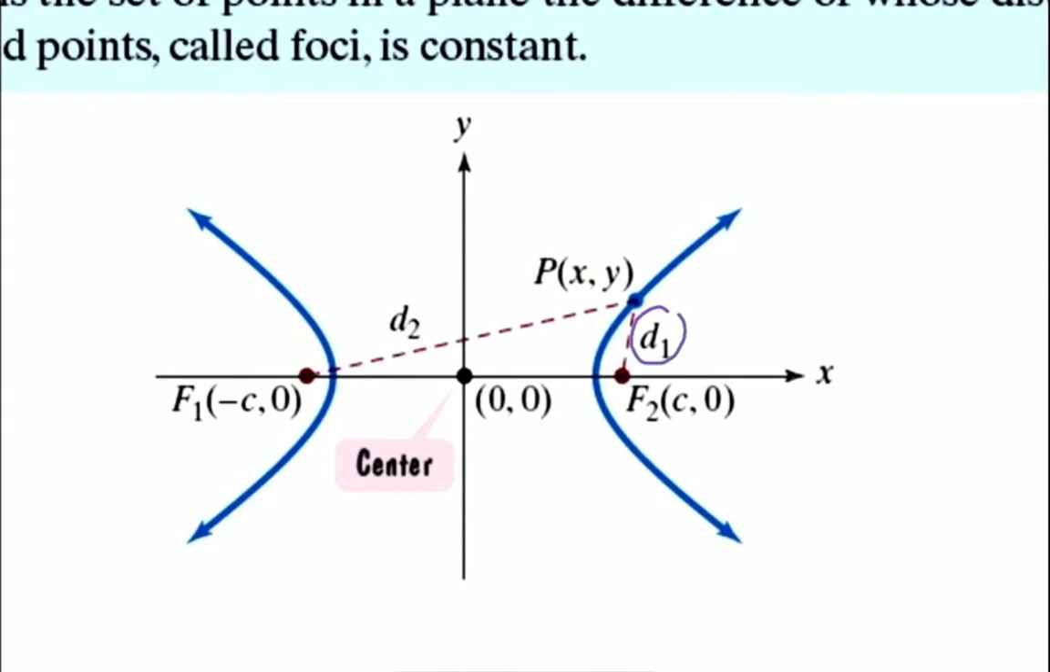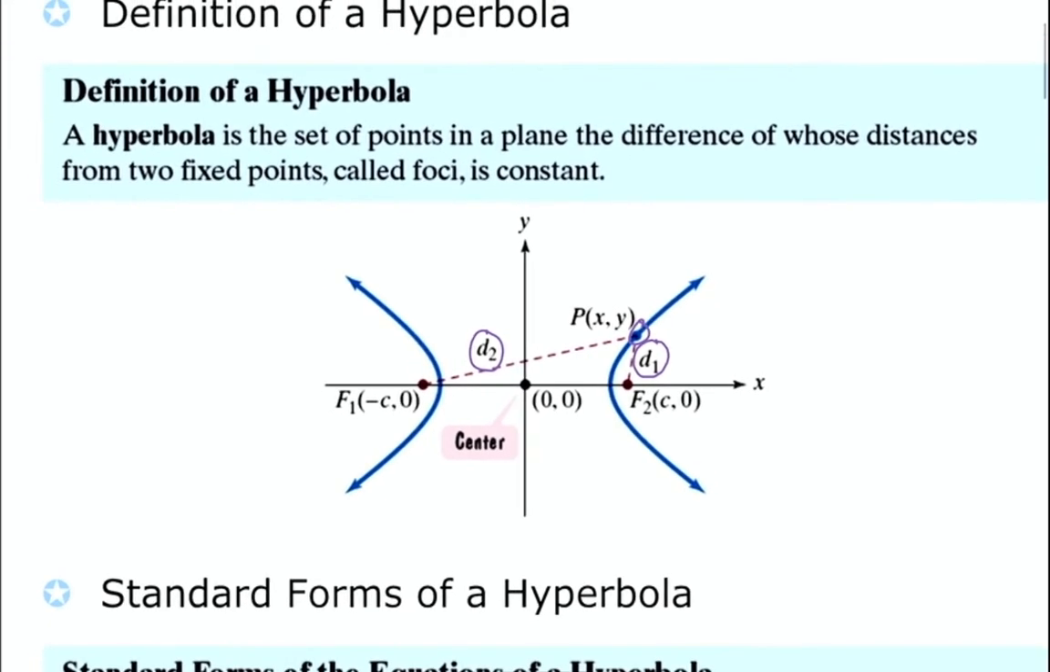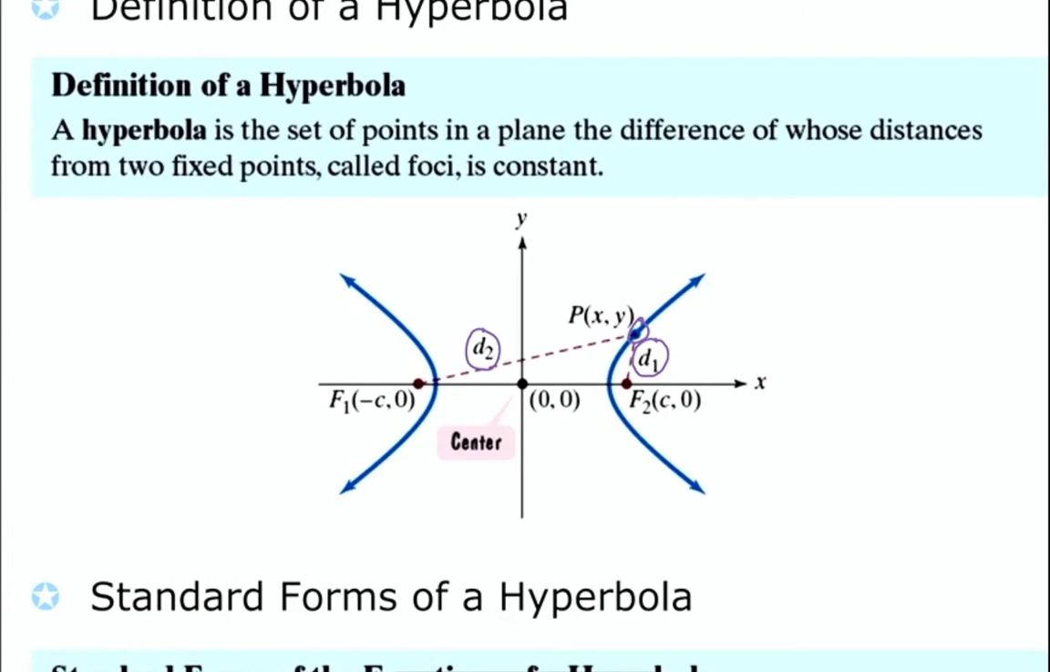So if we take this first distance from a focus like F2 to our point P, and we take the other distance from the other focus to our point P, the distances from those two fixed points is going to be a constant. A set of points in a plane, the difference of whose distances. So d2 minus d1 is always going to be the same value. Interesting, I suppose. I wonder what d2 minus d1 is going to be.